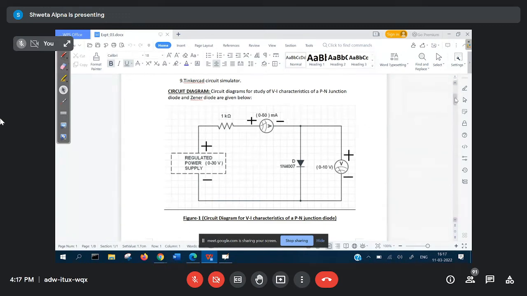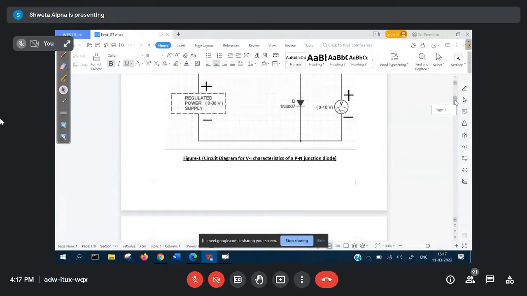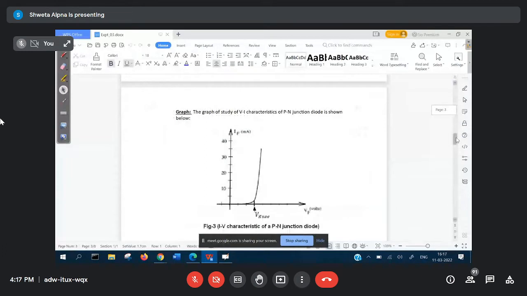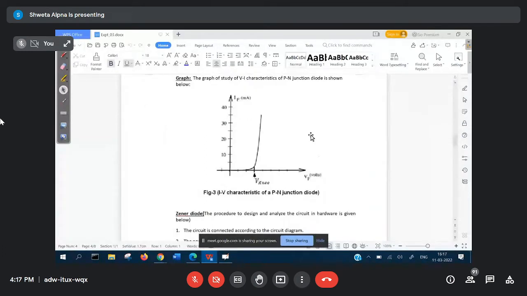Now, what is the characteristic of this PN junction diode? If you see the characteristic of the diode here, this is the kind of graph you will get when you take the readings and plot them on this graph, with the x-axis and y-axis.